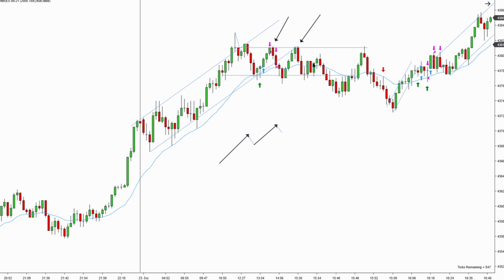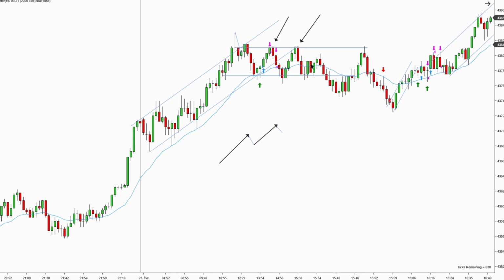We have a first entry long, pullback, second entry long. But price right now is going sideways. You have 1, 2, 3, 4, 5 bars going sideways. EMA is exactly in the middle of those bars. Take a look how EMA is in the middle of those bars. And the trading range is getting much tighter. You guys can see that we are creating a wedge pattern right here.